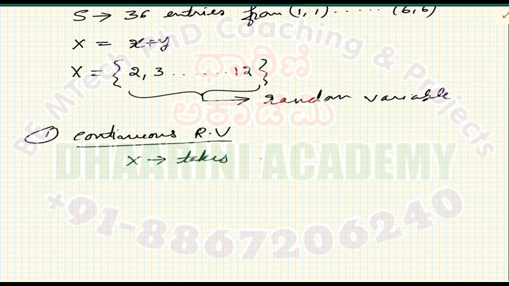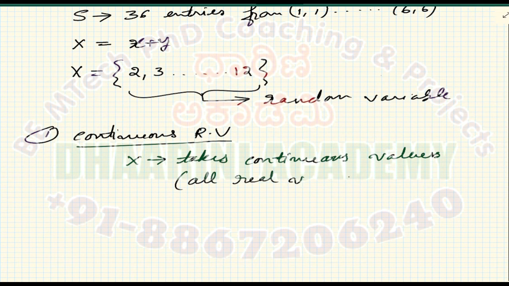takes continuous values. Real values are possible. Okay, I'll write, all real values are possible. It is possible to get any value like that. So can you give me an example? Any example?